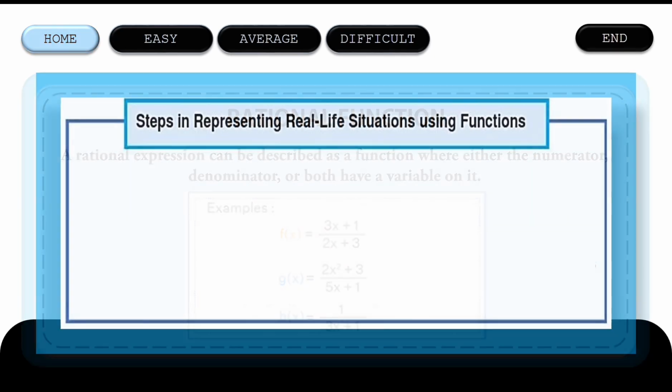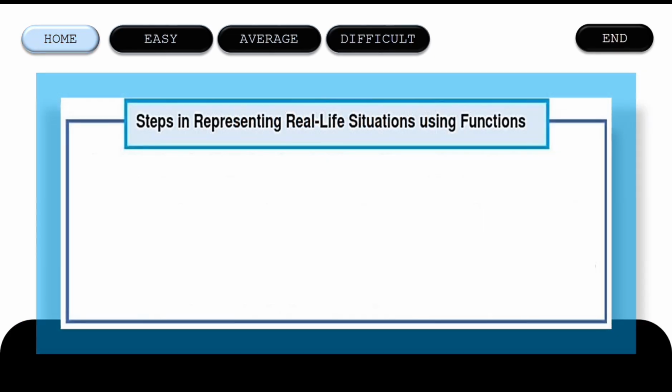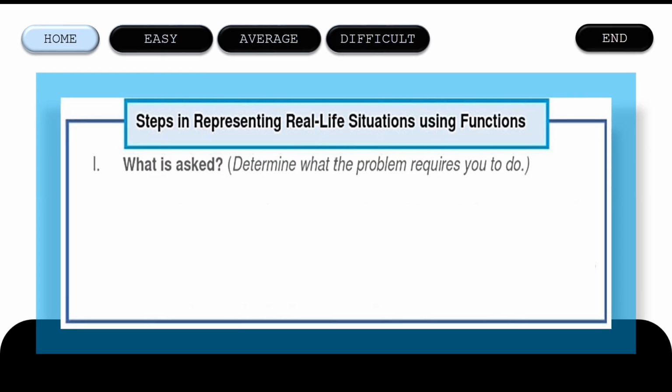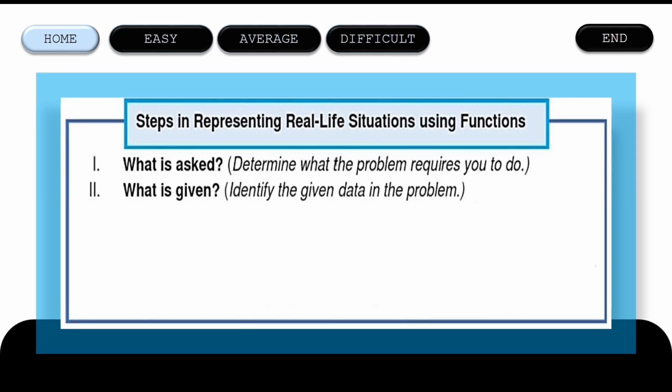Sa pagkatawan ng real-life situations using rational function, may 4 na hakbang tayong dapat sundin. Una, what is asked? Basically, all you have to do sa step na ito is to determine what the problem requires you to do. Second, ang what is given. Dito naman ay tutukuyin lang ang datos na ibinigay ng problem.